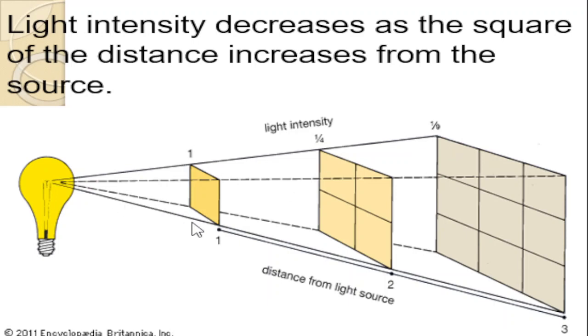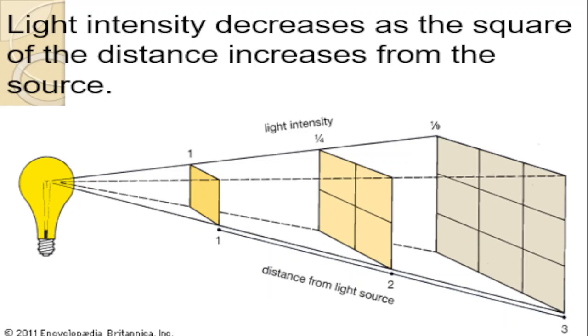Habang mas lumalayo ka sa light source, mas humihina ang light, ang intensity ng light. Meaning, from 1, 2, and 3, the brightest is number 1, followed by number 2, and the dimmest object is at number 3. Habang mas lumalayo ka, mas nagiging dim yung liwanag. The closer you are to the light, the brighter the object is. Why? Kasi kumakalat ang liwanag.